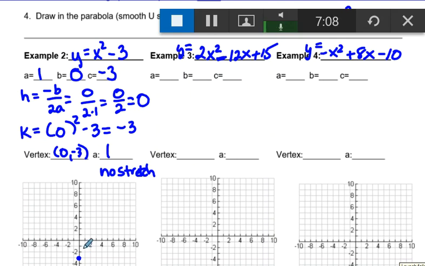Oh wait, we didn't finish graphing this one, did we? So I told you guys to follow your pattern. Did you go over 1, up 1? Like that? And then go back to the vertex and go over 2 and up 4. Like that. And then make sure it looks like a U shape and not a V shape.